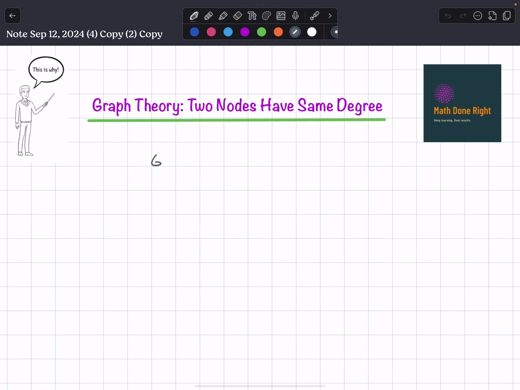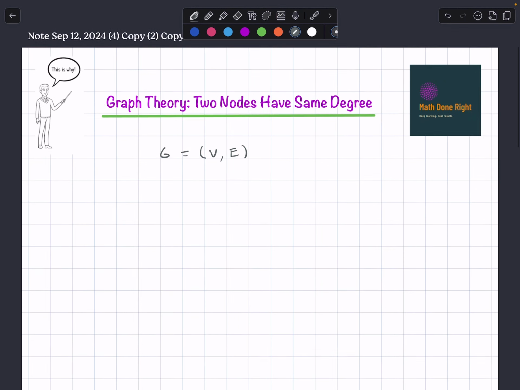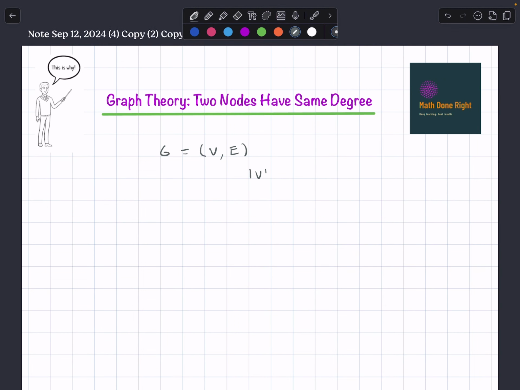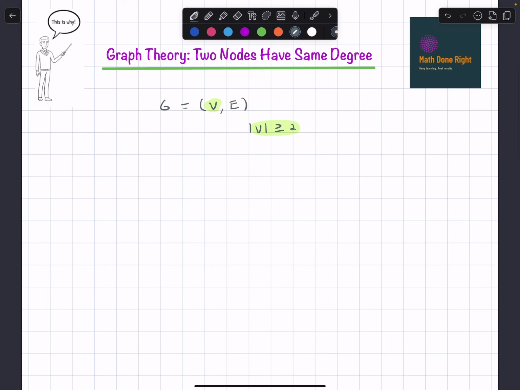Okay, so here we're going to prove that if we have a graph G, which is a vertex set V and a set of edges E, and the size of the vertex set is bigger than or equal to 2, then there are two vertices that have the same degree. So we'll say the vertex set V is equal to V1, V2, all the way through Vn, and we have n is bigger than or equal to 2.